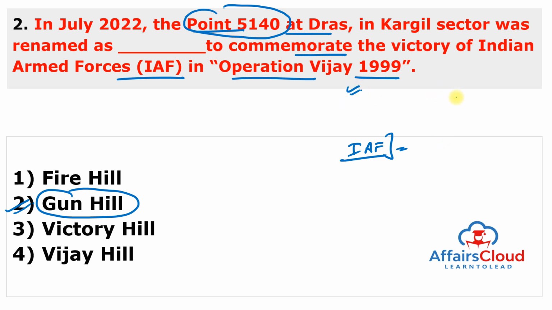And the task of capturing point 5140, a strategically important mountain peak in the Dras sector, was assigned to Jammu and Kashmir Rifles, and it was under the command of Lieutenant Colonel Jogesh Kumar Joshi. On 17th of June 1999. So just remember, point 5140 at Dras will be known as Gun Hill.